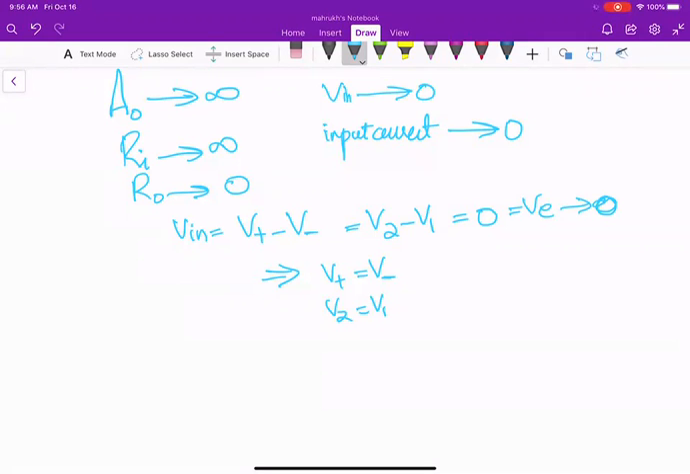I missed the part about VE. Is VE just V in, basically? VE is V in. Don't confuse it with VS. VS is the source voltage. V in is the voltage drop across the resistor, right? And because your current is very, very small, it's practically equal to 0, and your difference of voltage is approximately equal to 0. Okay?